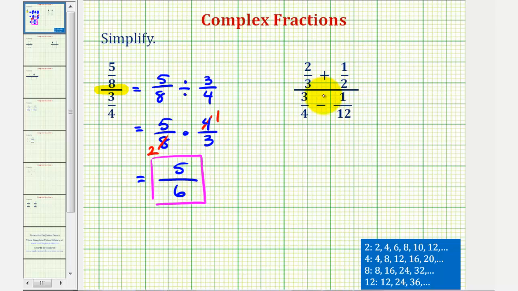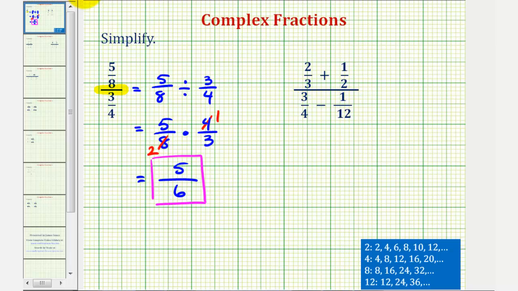Now our second complex fraction is a little more involved. Again, if we focus on the larger fraction bar, notice how we have a sum of fractions in the numerator and a difference of fractions in the denominator. So what we'll do is first perform the addition and subtraction, and then write the complex fraction as a division problem, just like we did in the first example.